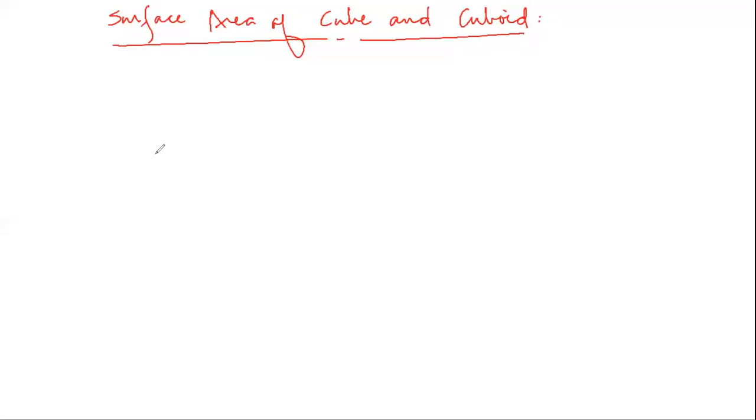Let's discuss surface area of cube and cuboid. Let's first understand three terms. Number one, what we mean by surface area. Number two, cube. Number three, cuboid. Well, let's say this is a straight line. Its dimension is 1D. We can say its dimension is just length, L.